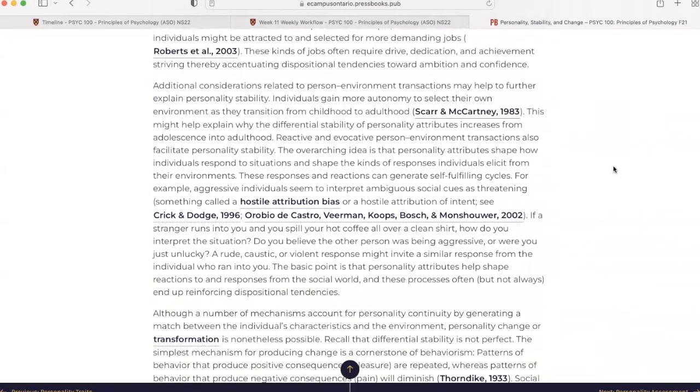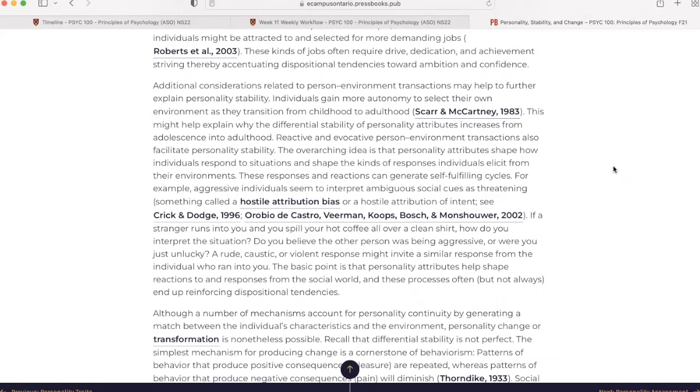Additional considerations related to person-environment transactions may help to further explain personality stability. Individuals gain more autonomy to select their own environment as they transition from childhood to adulthood. This might help explain why the differential stability of personality attributes increases from adolescence into adulthood. Reactive and evocative person-environment transactions also facilitate personality stability.